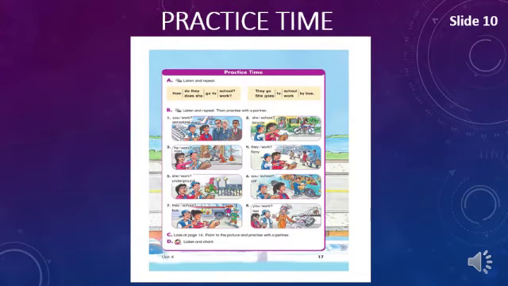Unit 4, page 17. Practice time. A. Listen and repeat. How do they go to school? They go to school by bus. How do they go to work? They go to work by bus. How does she go to school? She goes to school by bus. How does she go to work? She goes to work by bus.